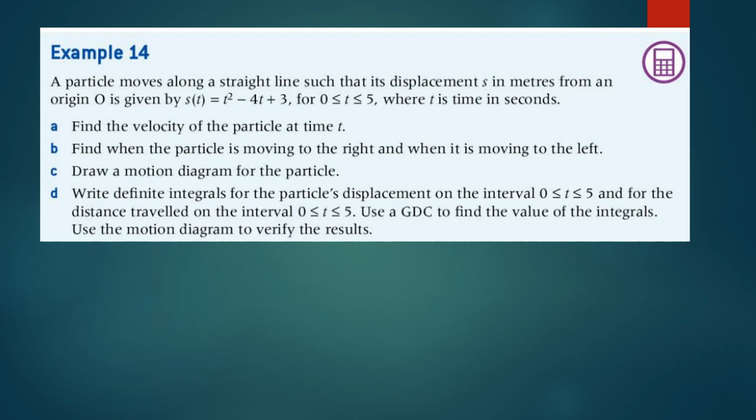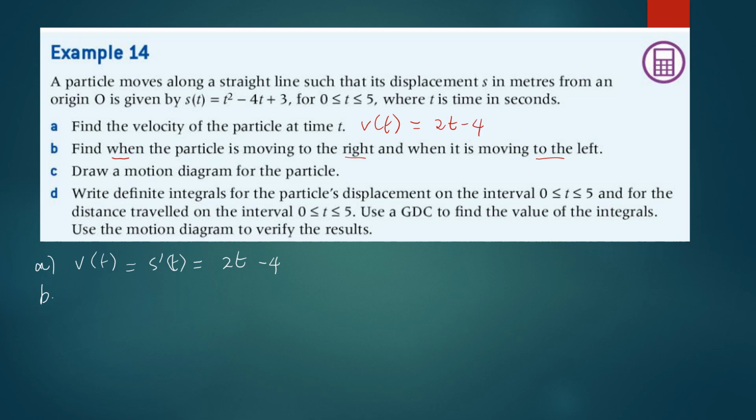So that's very easy. So velocity is simply the first derivative of s with respect to t. So that's equal to 2t minus 4. Okay, so for letter B, we're looking for the time when the particle moves, and then we have to identify whether it's moving to the right or to the left. By the way, you can write here our first answer, which is 2t minus 4.